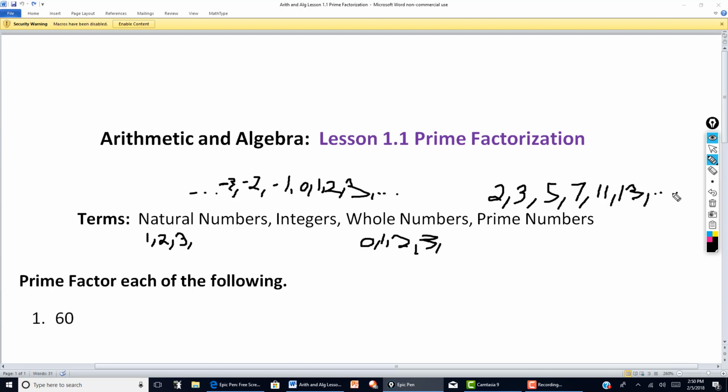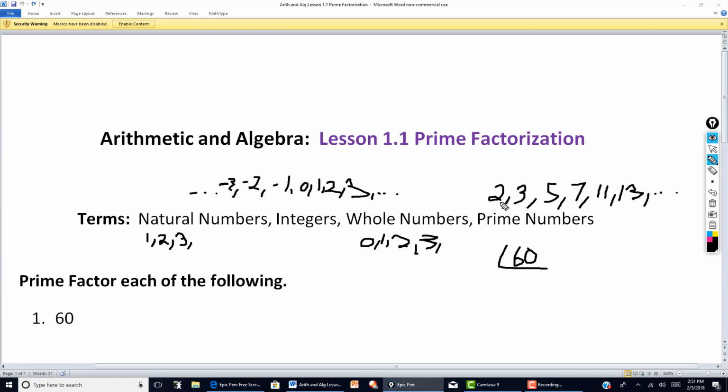Now, one of the first things I want to look at with you is what is called prime factorization. So, for example, I have 60 here, and it says prime factor each of the following. By prime factor, we mean expressing the number as the product of prime factors only. In other words, you can express 60 as 30 times 2, but 30 is not a prime, so you can't stop there.